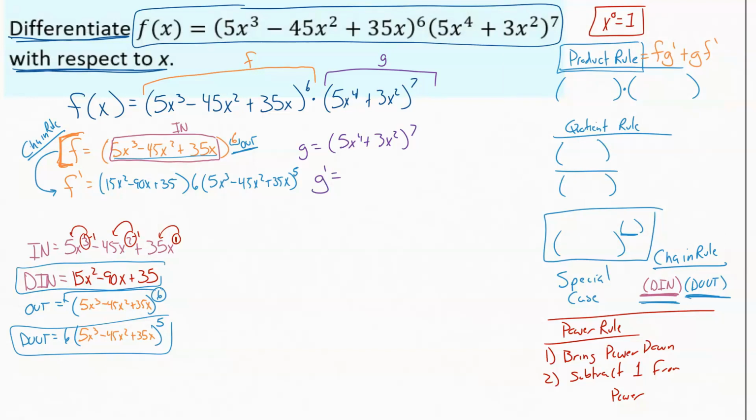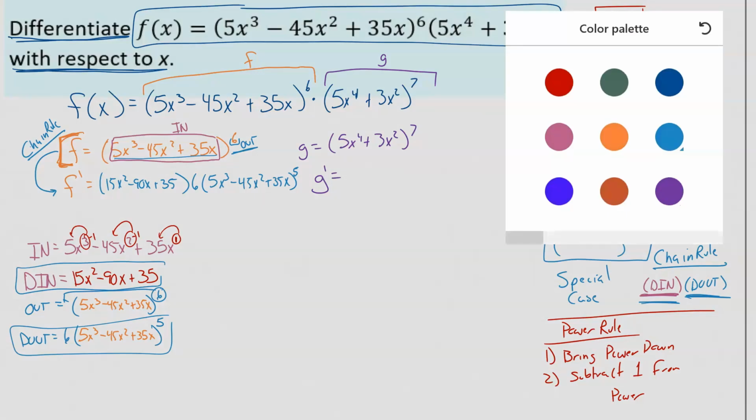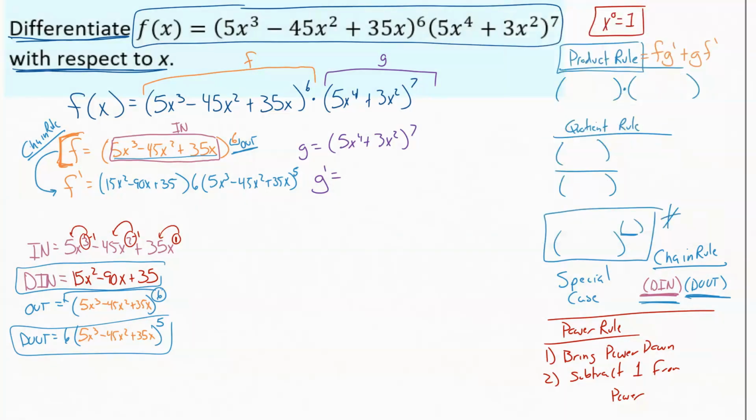Well, looking at g prime, we again run into that same situation. We have something inside something else. And so again, what we're looking at here is another chain rule to get our g prime. So again, we're looking at a d in, d out. So whatever is inside the parentheses, that's my inside piece. So the inside piece on this is going to be 5x to the 4th plus 3x squared.